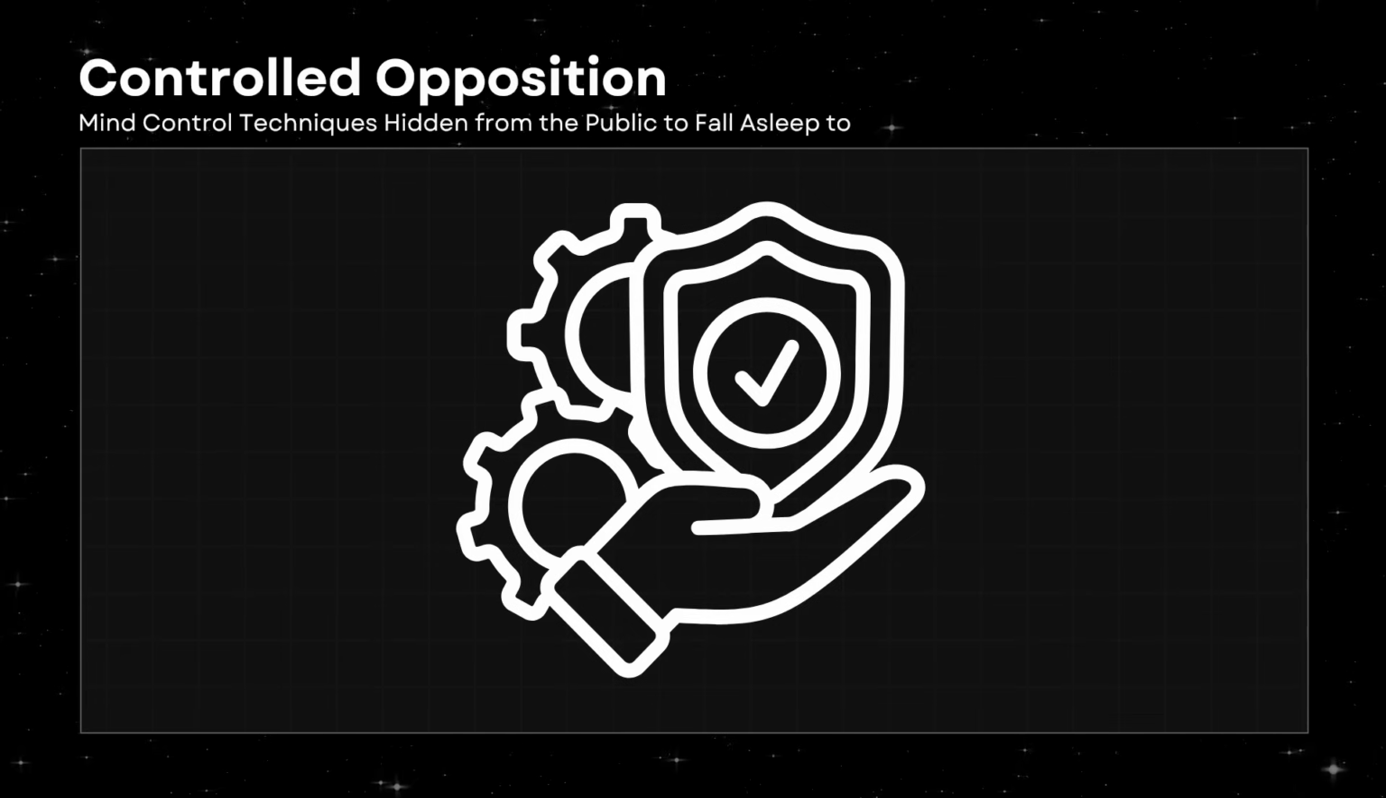This method depends on one thing: the public's need for leadership. When people feel lost, they seek direction. They want someone who seems strong, informed and brave. If the system can provide that figure first, it can lead them anywhere. They will follow, not because they were forced, but because they chose a path laid out for them.